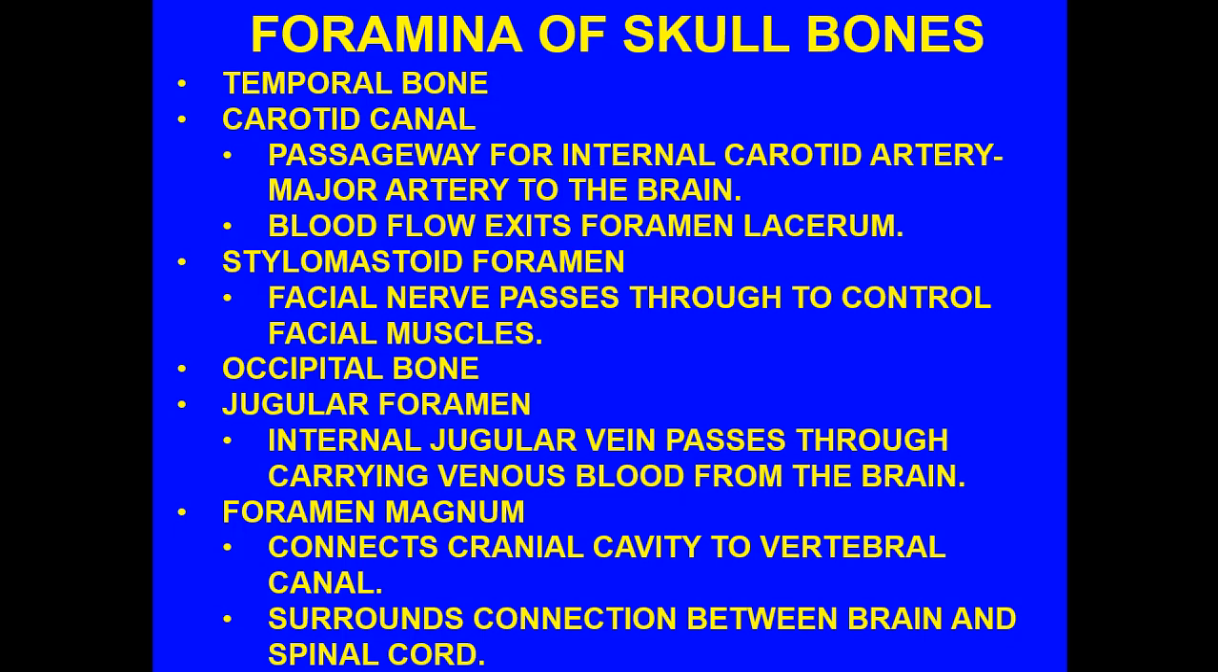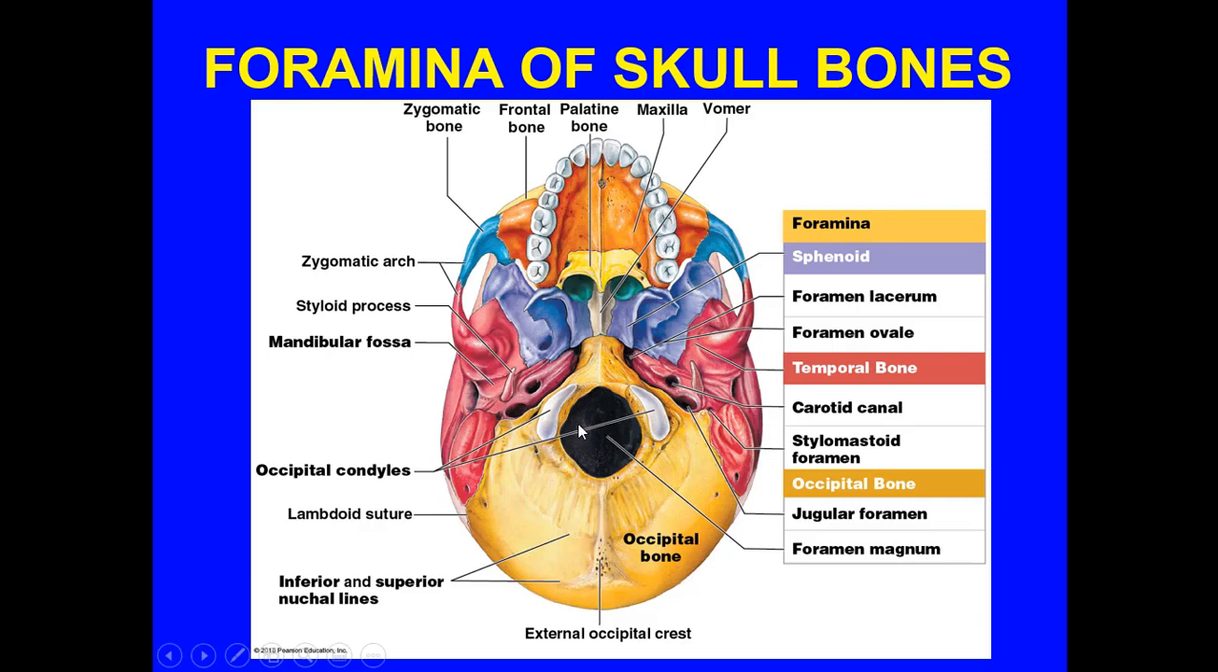On the occipital bone, you have several other of these very important foramina. The jugular foramen, which basically has the internal jugular vein passing through, carrying venous blood from the brain. Okay. The foramen magnum connects the cranial cavity to the vertebral canal. It basically surrounds the connection between the brain and the spinal cord. You can see this here, foramen magnum, jugular foramen, stylomastoid foramen, carotid canal. You can see the foramen ovale, okay, the foramen lacerum, all right.